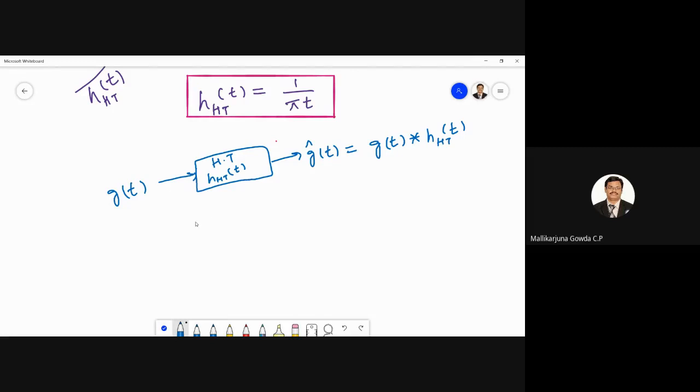Means what I wanted to say is, so I said g hat of t will be equal to g of t convolved with what? The impulse response of the Hilbert transform. Just now I wrote it is 1 by pi t, right? 1 by pi t I can write it. Okay. So how do we express this in terms of the convolution integral?